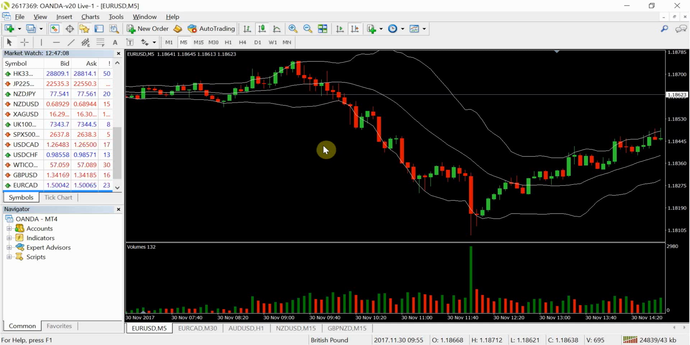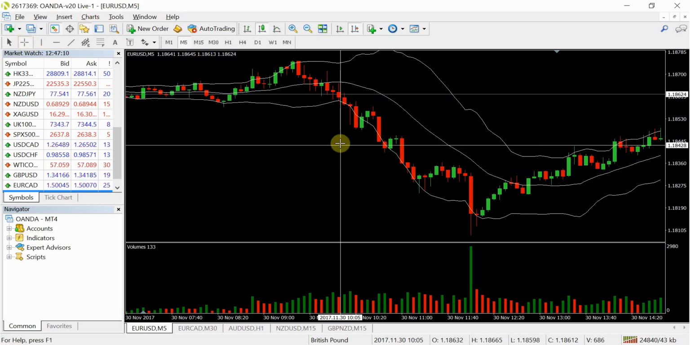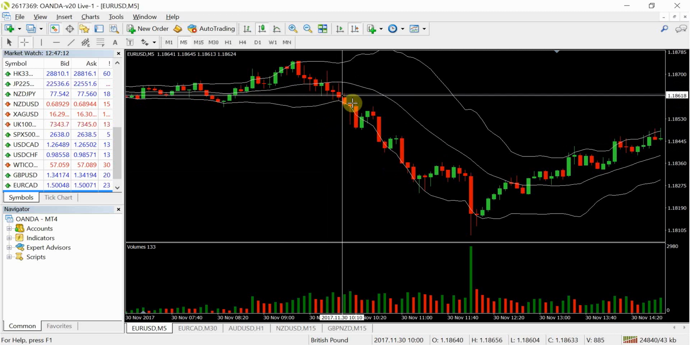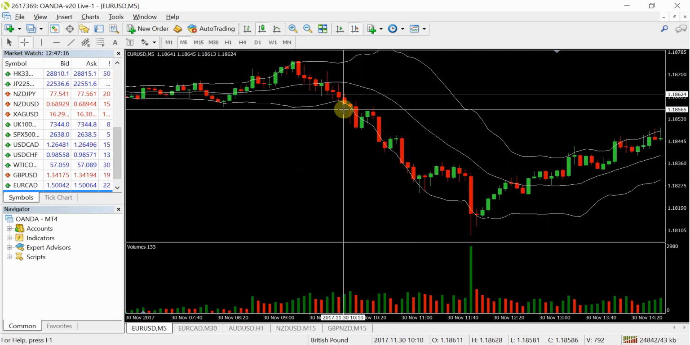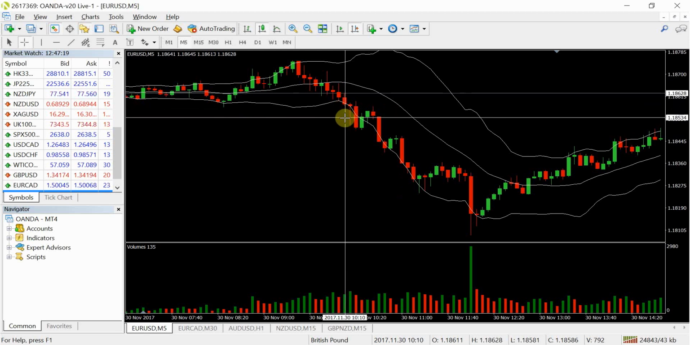Here's an example. At the moment we've got 6 consecutive bars, but what it does is check the last 3 bars and wait for a bar to touch a Bollinger Band.